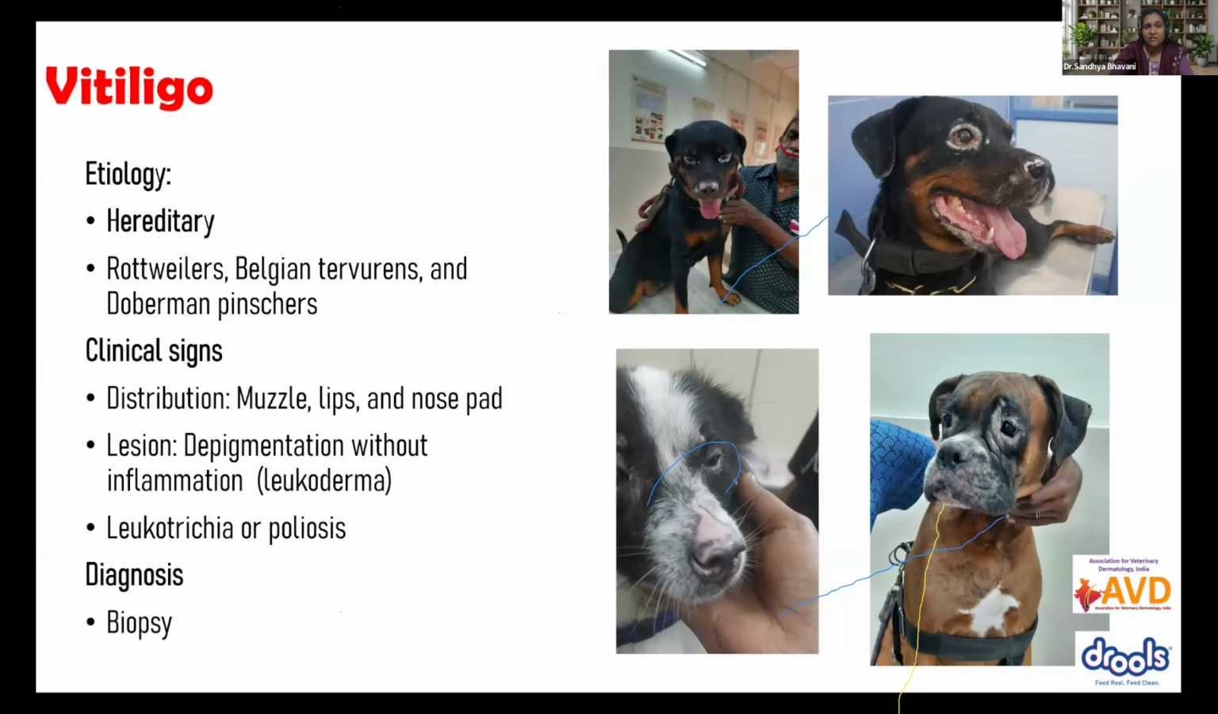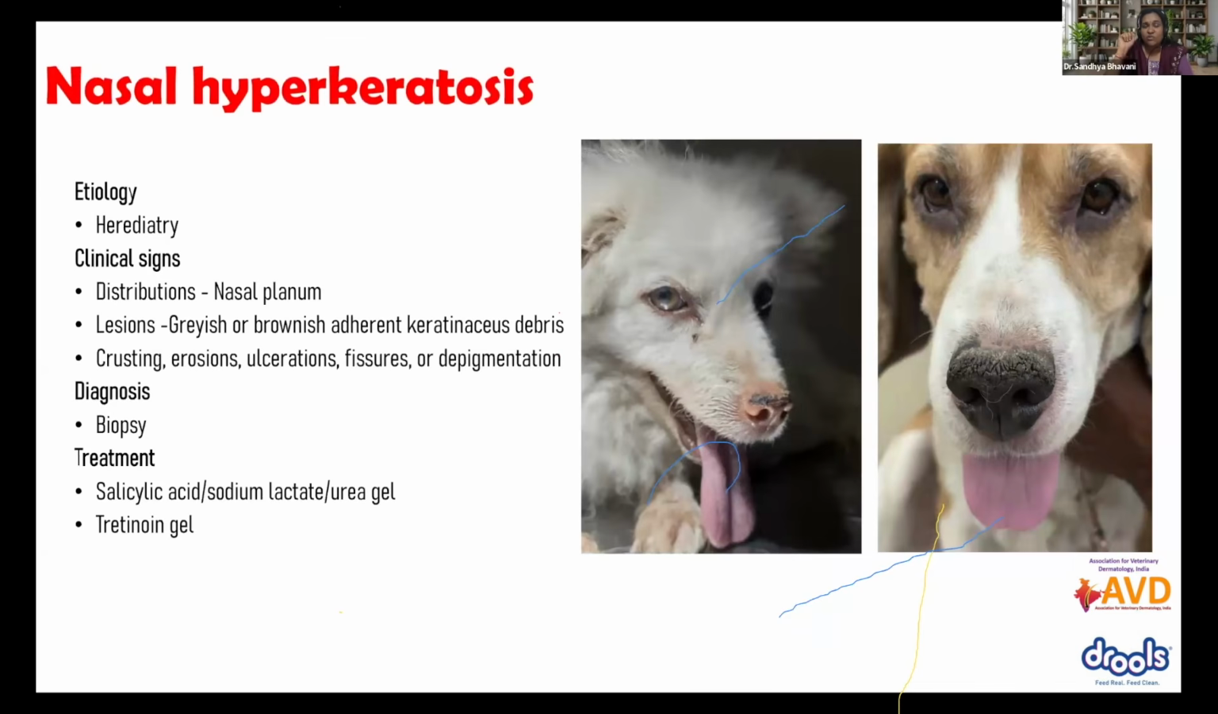Here it is white in color. So nasal hyperkeratosis is also hereditary, generally in Labradors, and is also common in brachycephalic breeds, where the normal wear and tear with the keratin would be rubbed off. But in a dog with a face like pugs and boxers, it will not touch the ground or bowl, so the normal wear and tear will not be present.